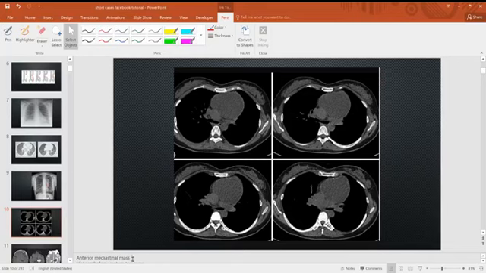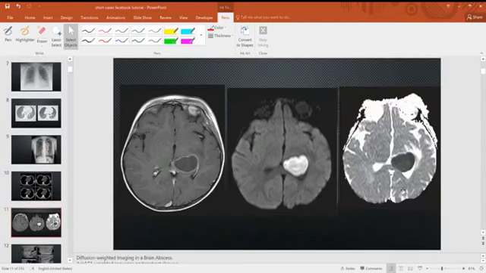The mass is a mainly cystic mass in the anterior mediastinum, more to the left, with some dots of calcification as we see here. The mass is a mature teratoma in this patient. We can move to the next case.